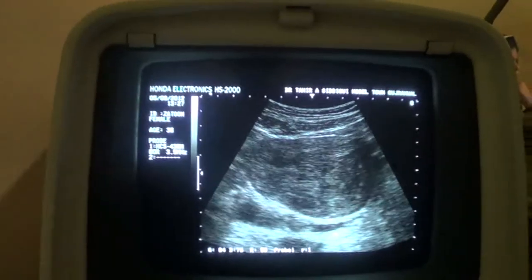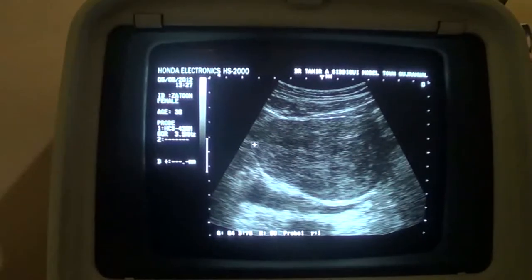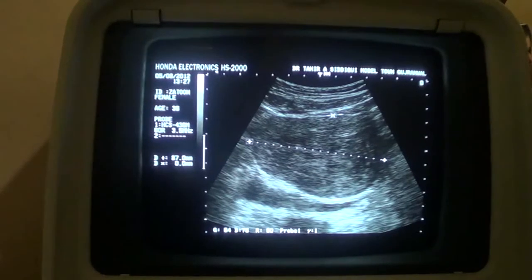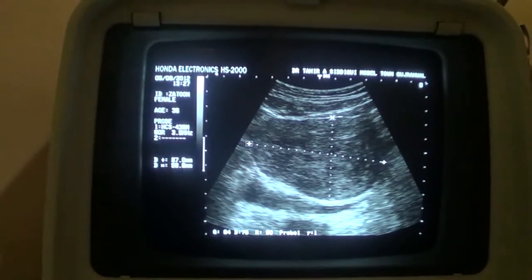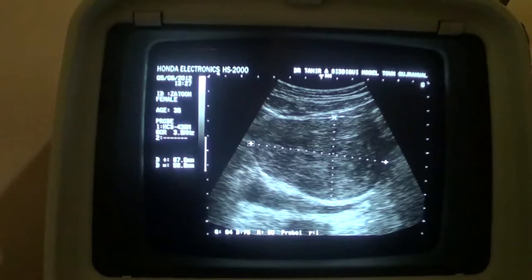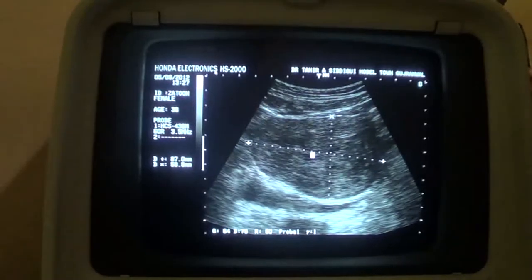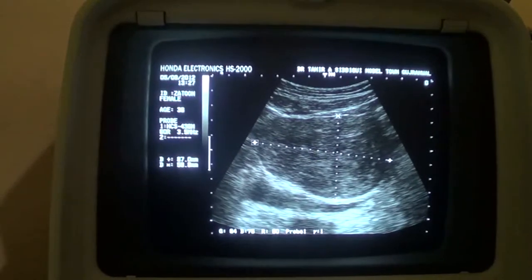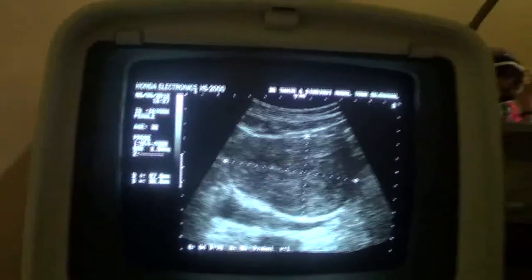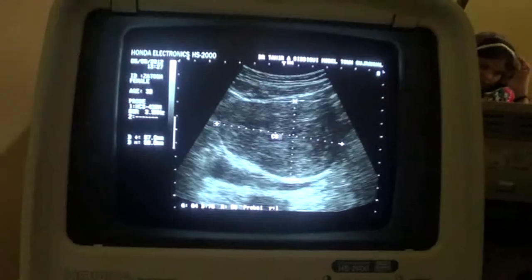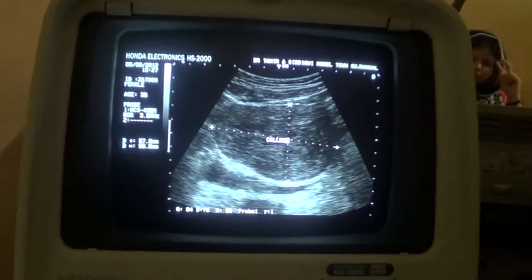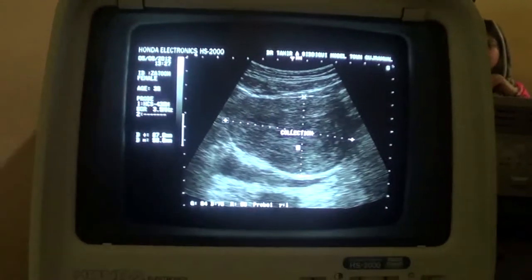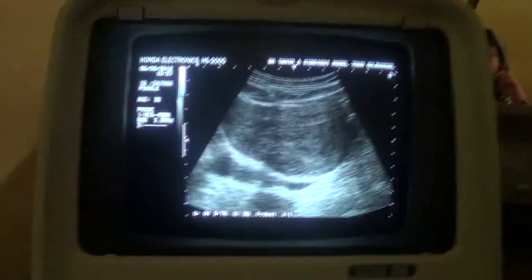Now this collection is suggestive of bleed, keeping in view that this is a case of induced abortion. It measures approximately 6.7 centimeters by 5.8 centimeters, or 9 into 6 centimeters. This is collection and is bleed. This is a classic picture of a bleed.